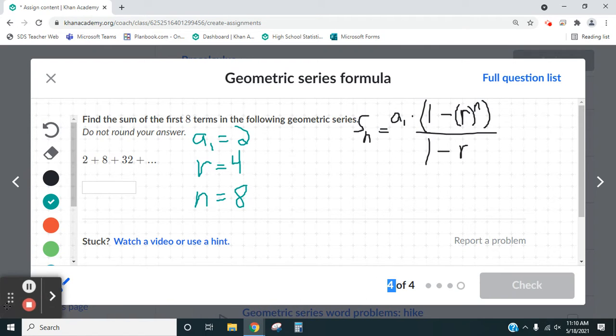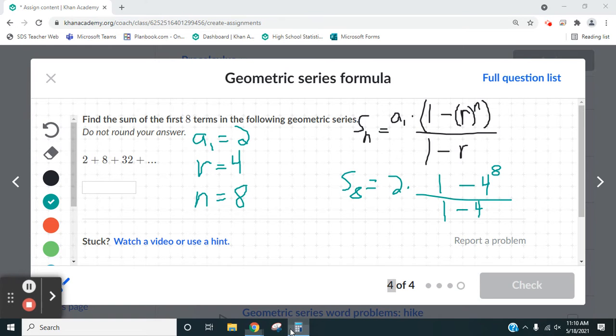All right, so let's go. Let's do this. The sum of the first 8 terms is going to equal 2 times all this stuff, 4 to the 8th, 1 minus 4. I don't really need parentheses here because it's a positive number. If it was a negative, I would need them. All right, you can use your calculator to do this. You can also use your brain if you're a boss. This would be a big number, though.